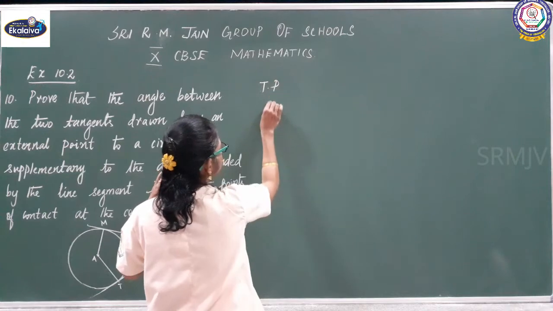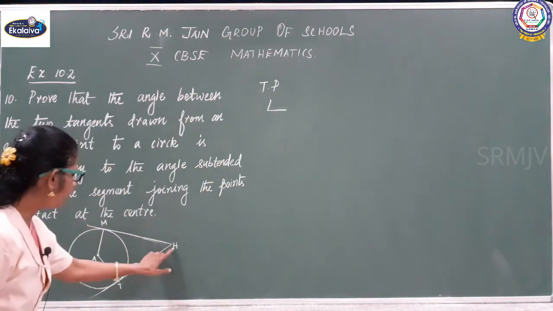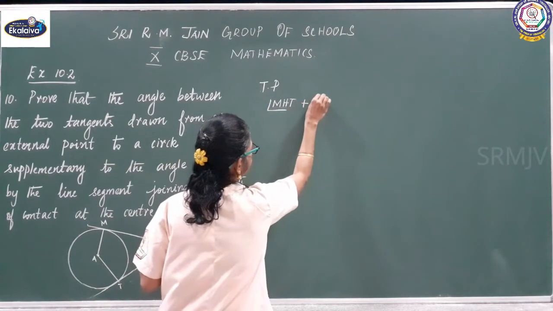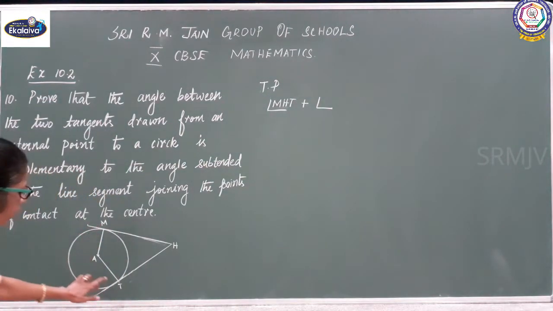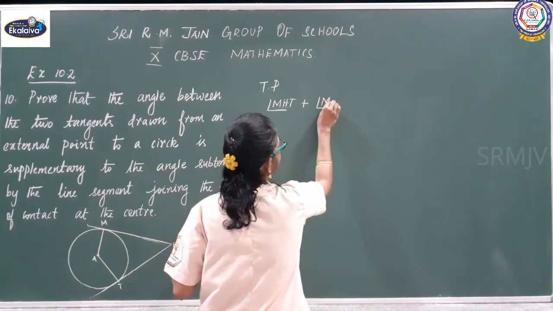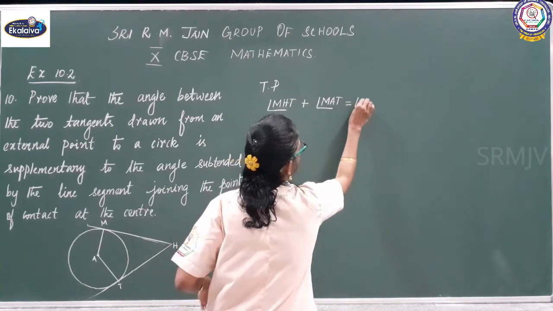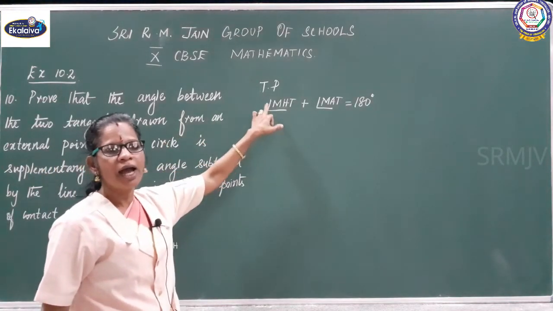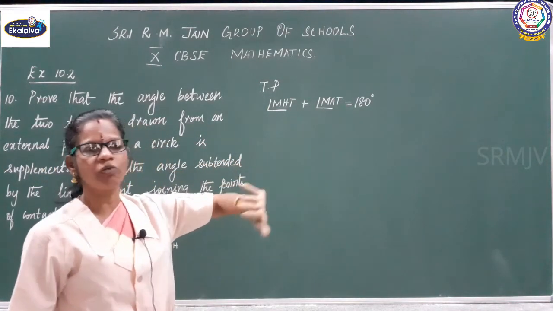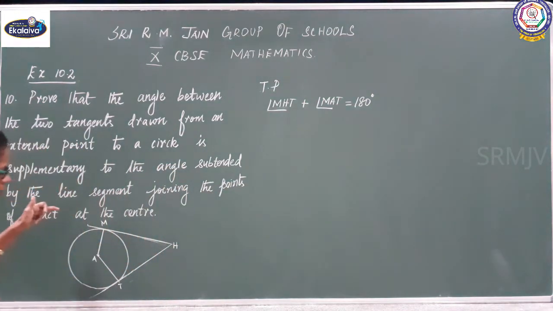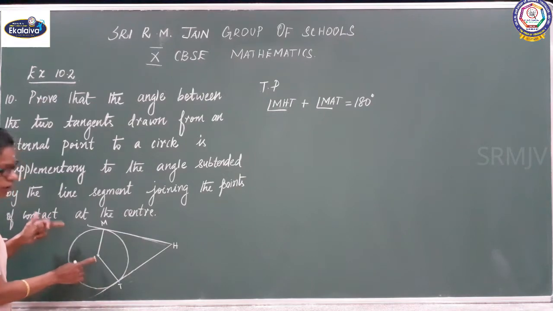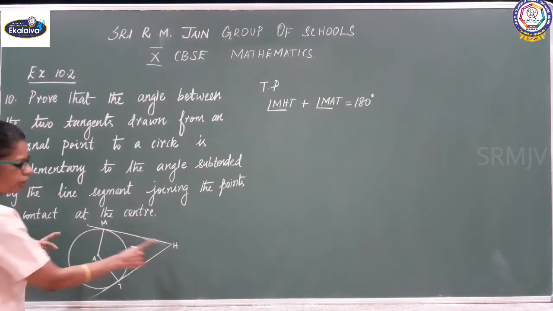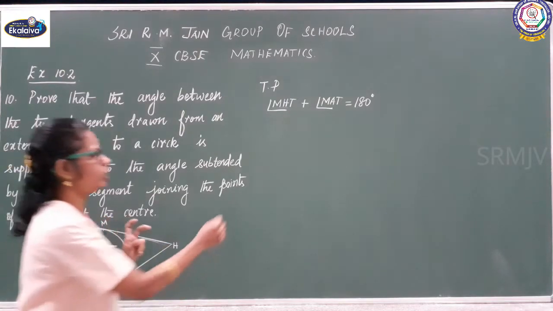To prove that angle MHT plus angle MAT equal to 180 degree. The whole statement represents this only. Angle MHT plus angle MAT equal to 180 degree you want to prove. For that purpose, see, it is a circle. The center is A. MH and MT are two tangents.